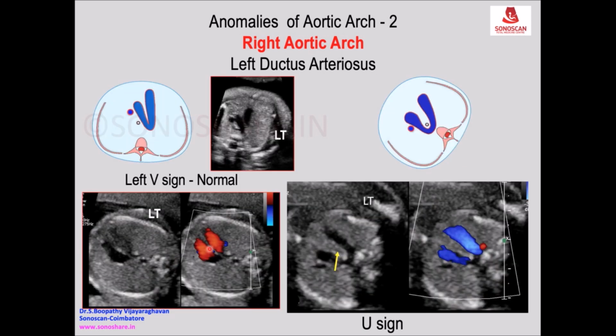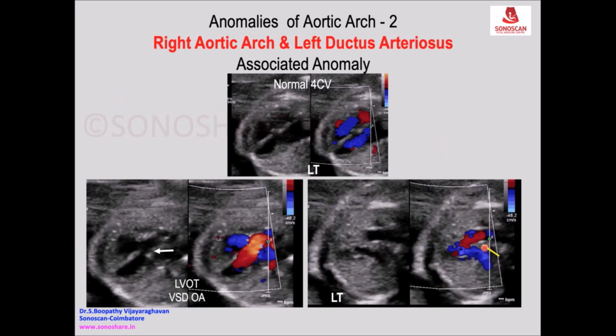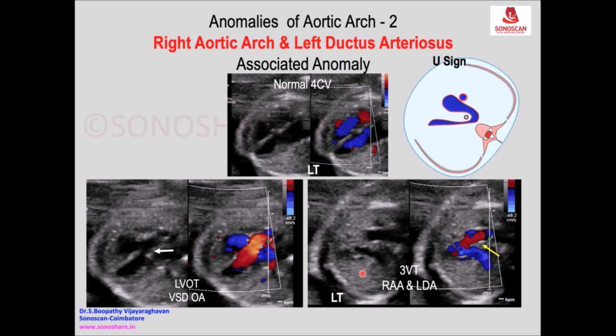In the four chamber view, it is normal, and when you come to the 3VT, you see that the pulmonary ductus arteriosus is still to the left, but the aortic arch is to the right. So it forms a U around the trachea and esophagus, with the trachea in the middle. This forms the U sign. So in 3VT, you get the right aortic arch and left ductal arch forming a U sign, the U around the trachea.